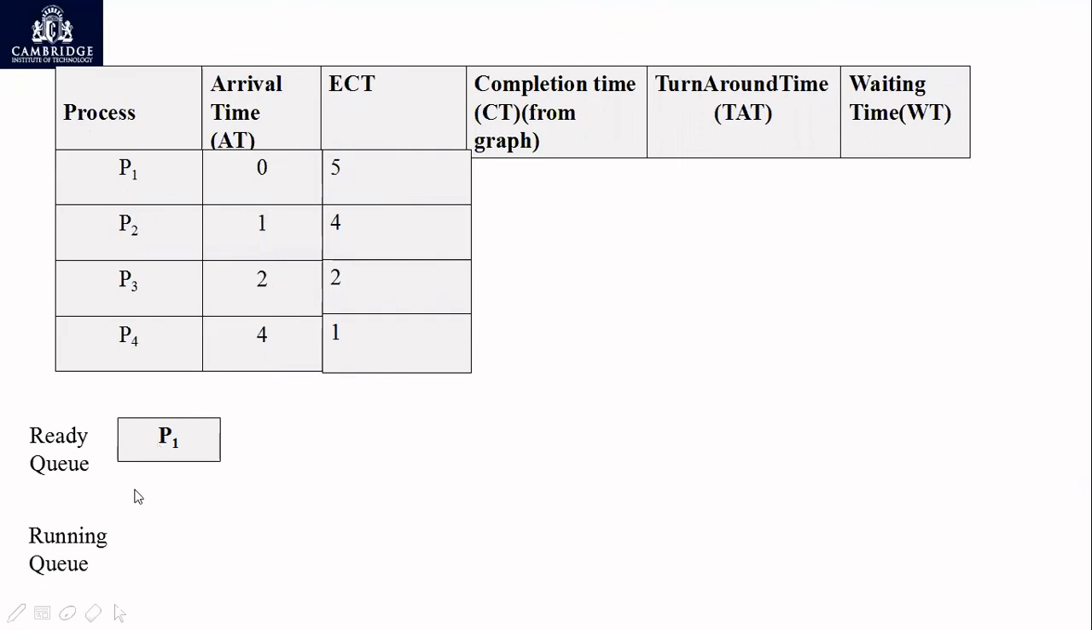So at 0, you have P1 in the ready queue. At 1 millisecond, you have P2 entering the queue. And at 2 milliseconds, you have P3 entering the queue. And P4 is entering at 4, which means at 3, there is no process entering the queue. So at 3 to 4, it is empty. At 4, you have P4 entering.